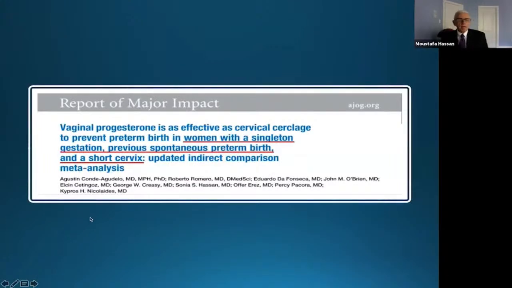Some studies came out saying that, hey, progesterone and cerclage are the same. Well, I'm not sure that I agree with that. I think that each one of them has its own indication. The only reason I'm showing you this is because it emphasizes that progesterone works, especially vaginal progesterone.